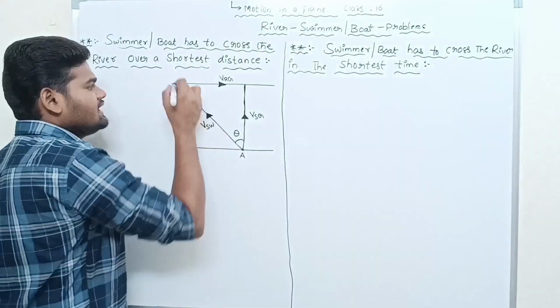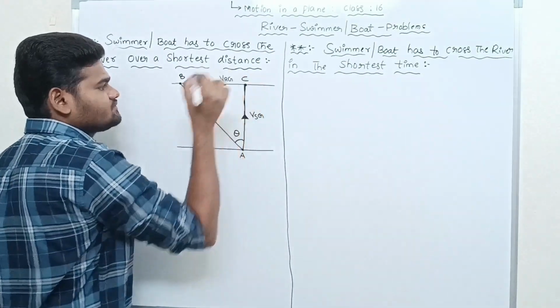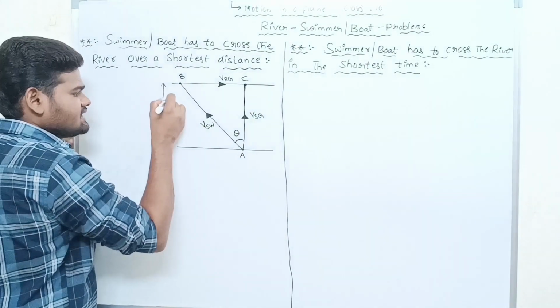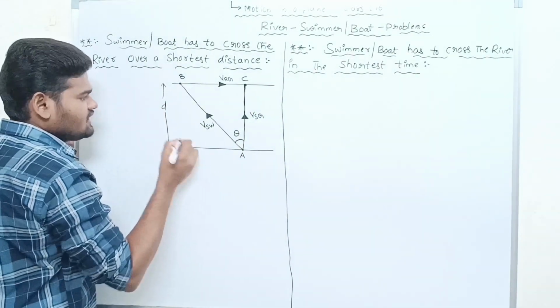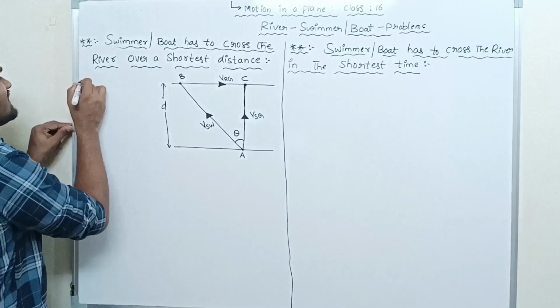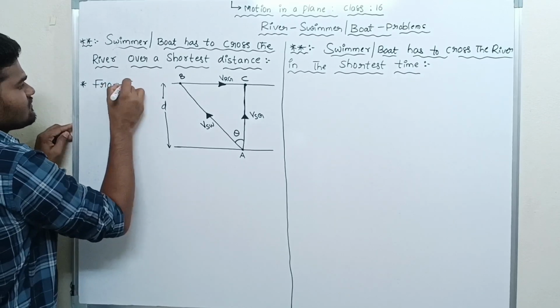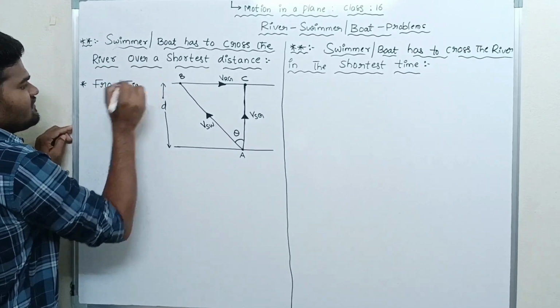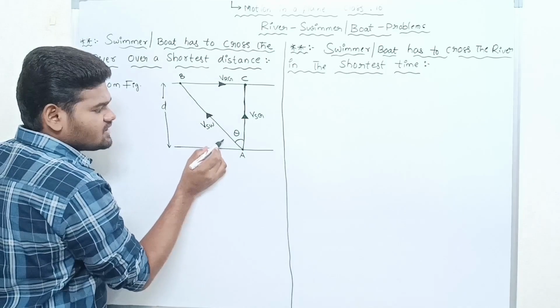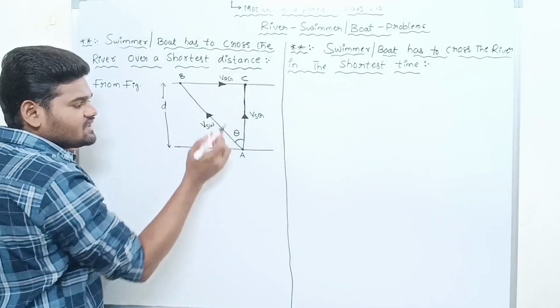Let us say this is point A, this is point B, and this is point C. And let D be the width of the river. Okay, right. So from the figure we can write, have a look. This is the velocity of swimmer with respect to water and velocity of river with respect to ground.